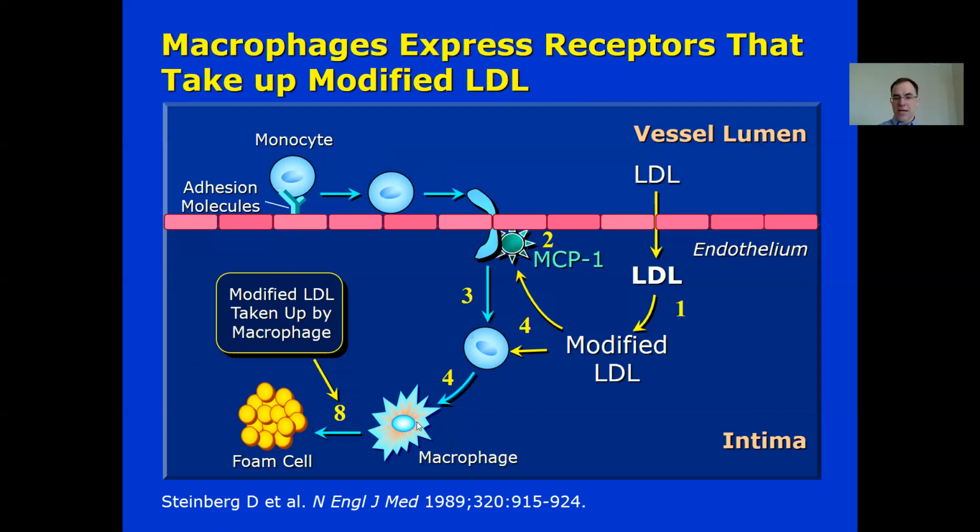Now, in addition to making cytokines, the macrophage will also form foam cells. How does that happen? Well, the modified LDL is going to be taken up by the macrophage. And if you remember way back when we talked about the modification of the LDL, it's attracted to scavenger receptors on the macrophage, and that is what happens.